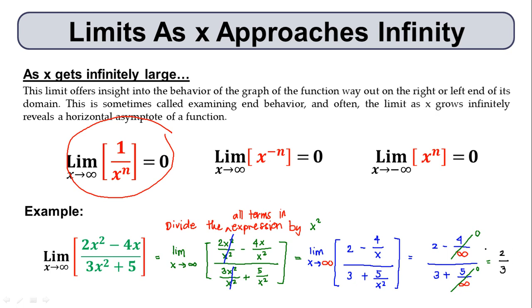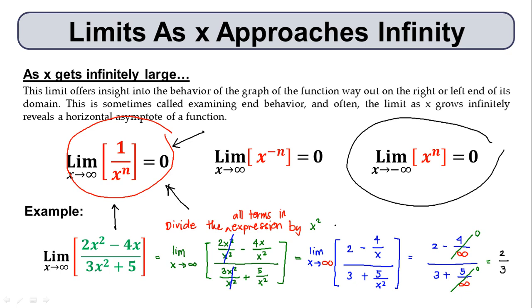Ibig sabihin, yung limit of this particular function, 2x squared minus 4x all over 3x squared plus 5 as x approaches infinity is equal to 2/3. Hindi siya infinite. Meron tayong limit dyan sa function na yan. Yan ang kagandahan nitong relationship na ito. Pakitandaan na ganyan yung approach kapag kumukuha tayo ng limit ng isang function as x approaches infinity or negative infinity. Kung negative infinity naman, kailangan ganito yung itsura ng ating function. So, wag nating i-divide. Okay? So much for that.